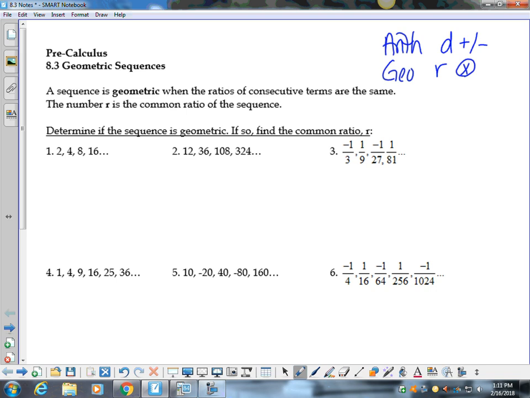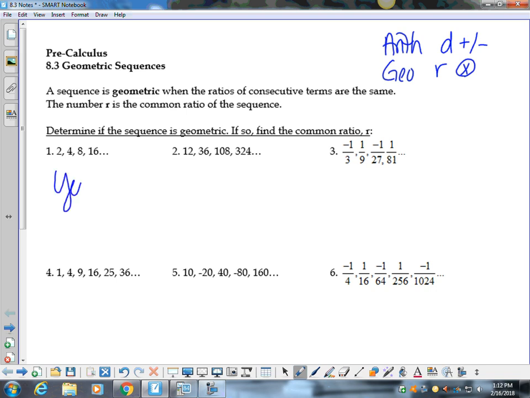So I'm going to go kind of quick through these. Feel free to pause, use your calculator if you need to, and go at your own pace. It says determine if the sequence is geometric. If so, find the common ratio. It is geometric if I am multiplying by the same thing to get from term to term.